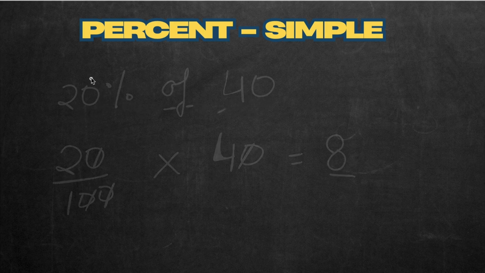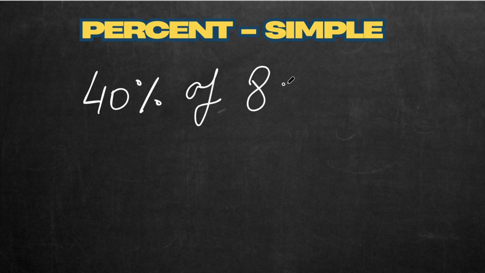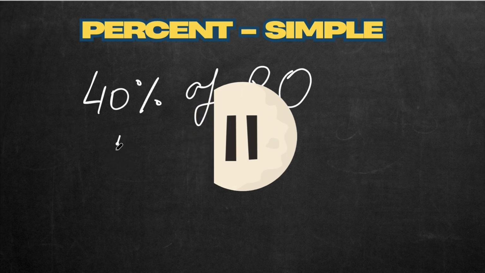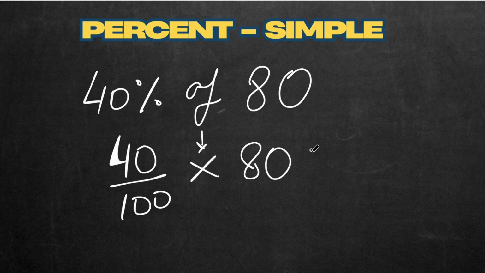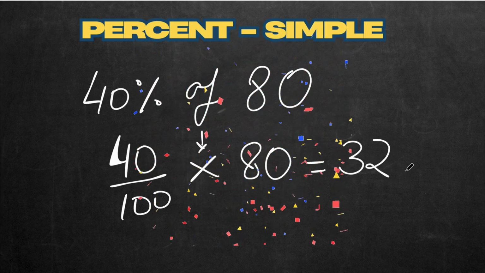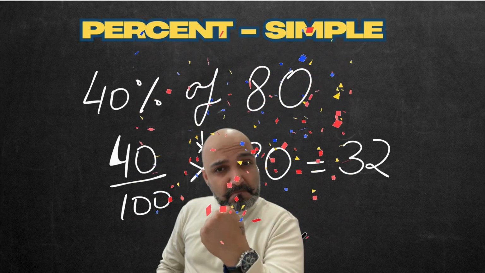Let's do one more. So applying the same rule, why don't we calculate 40% of 80? Let's try that. If you understood how we do it, pause the video and try to solve it. Otherwise, let's follow together. 40% of 80. It should be equal to 32. Did you get the same answer? I'm sure you did. See you in the next video.